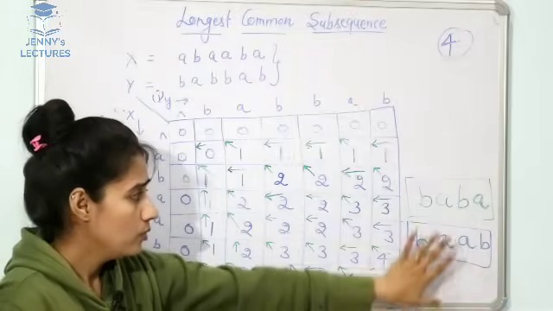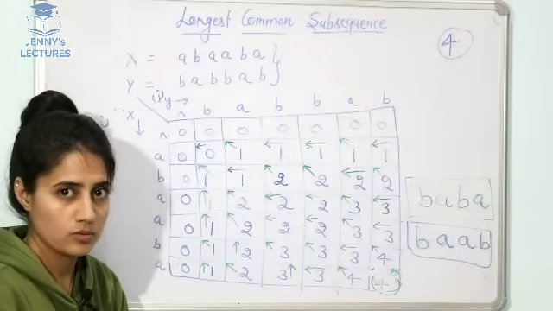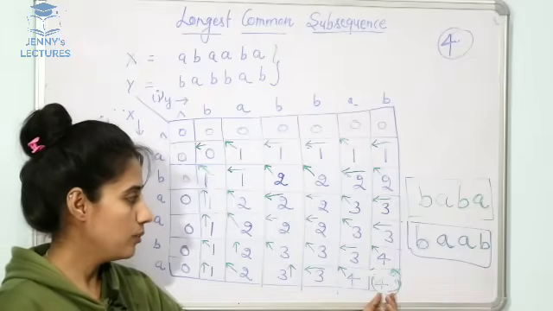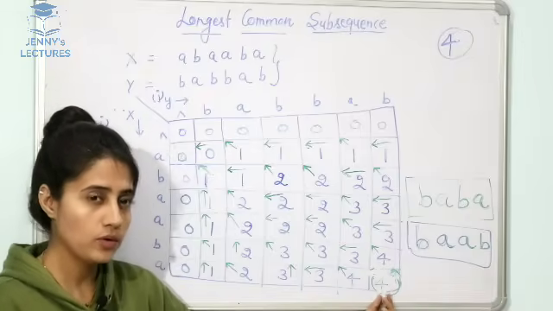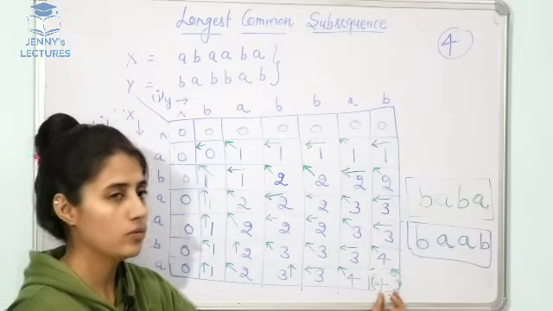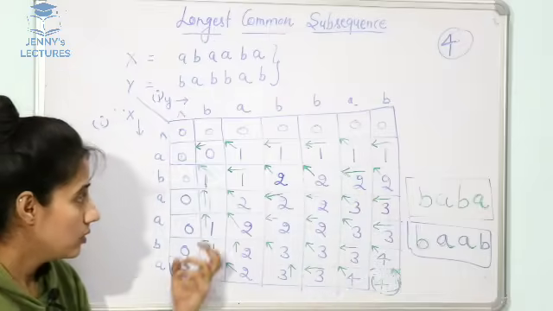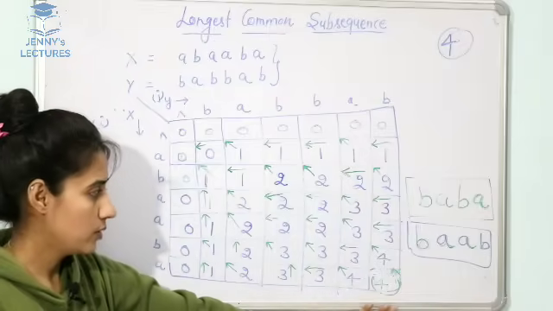Like this you can find many common subsequences according to these arrow positions. But the length would be whatever the value in the last box corresponding to the last row and column, that would be the length. Okay, now this is how you can find out the longest common subsequence.